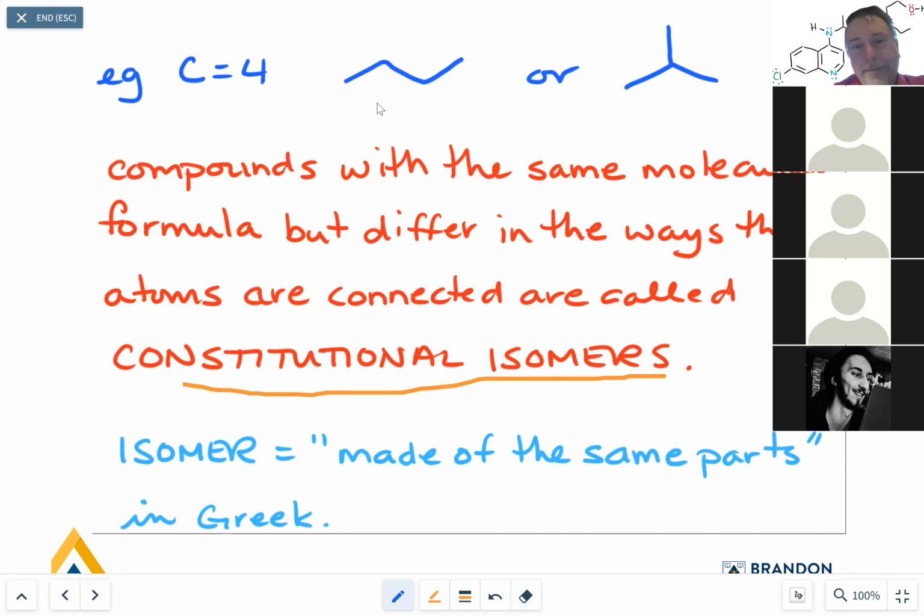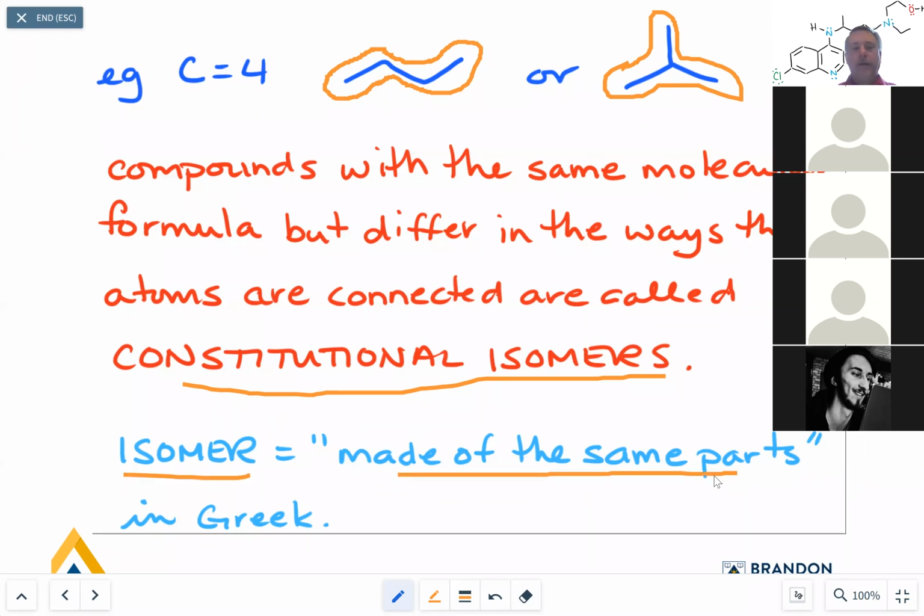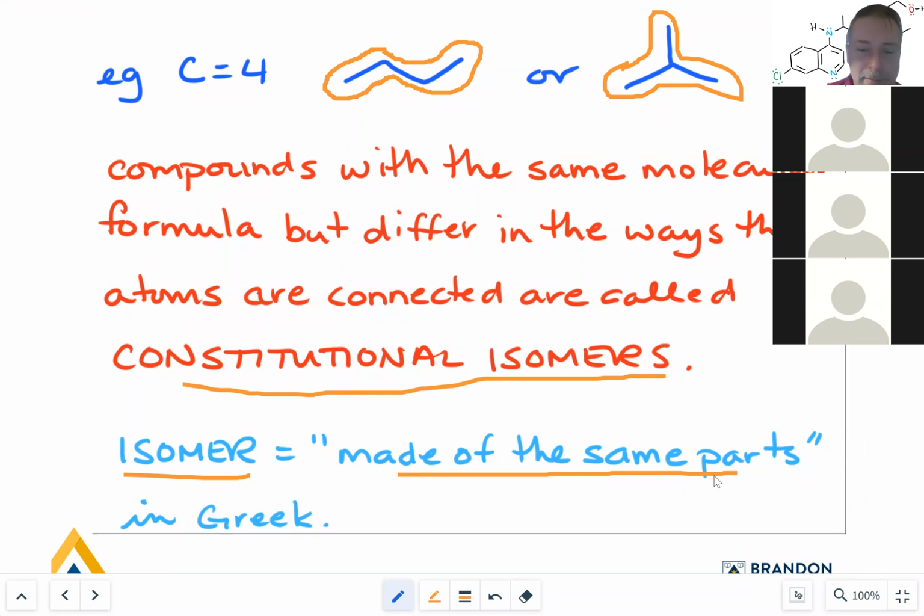In the next section of the class, we're going to talk about stereoisomers. Those are compounds which have got the same connectivity, but a different spatial arrangement. So this has got 4 carbons, straight chain. This one is what we'll call branched, 4 carbons, but they're constitutional isomers with one another. An isomer is apparently Greek for made of the same parts. So that's where that word comes from.